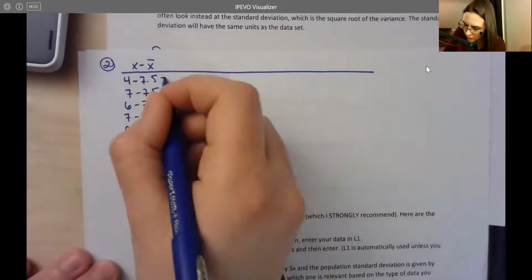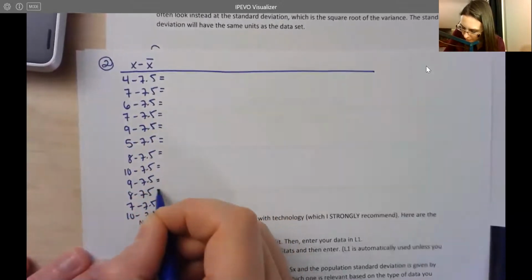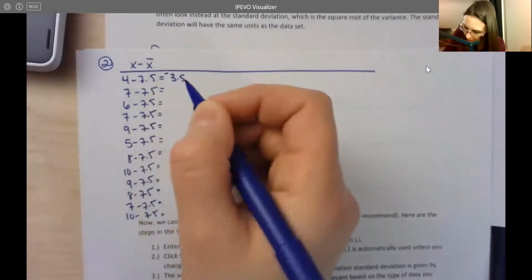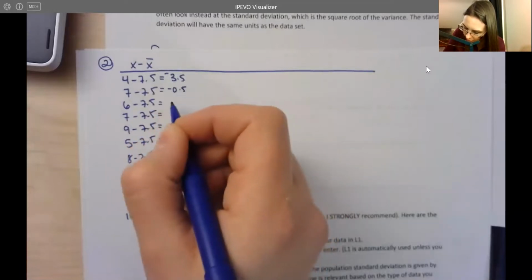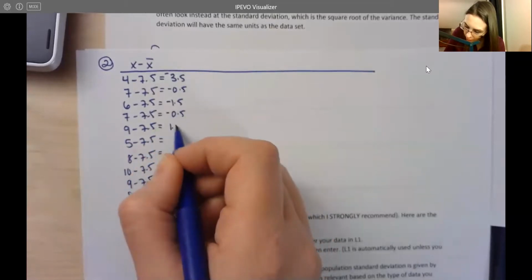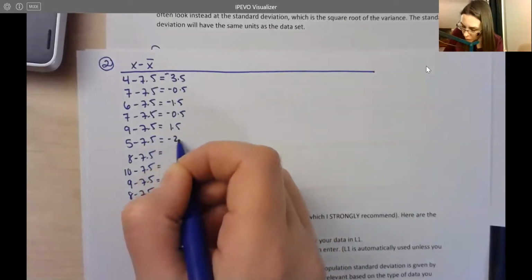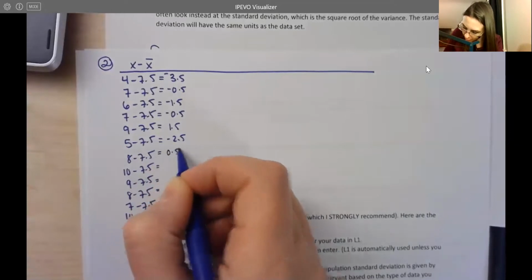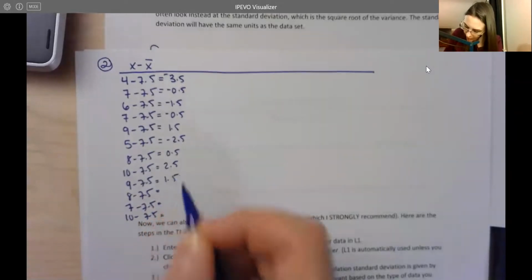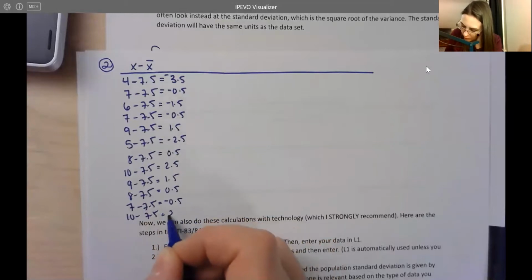All right, so let's do those subtractions. For the first one, I have negative 3.5, negative 0.5, negative 1.5, negative 0.5. Here we have 1.5. Here we have negative 2.5, 0.5, 2.5, 1.5, 0.5, negative 0.5, and then 2.5.